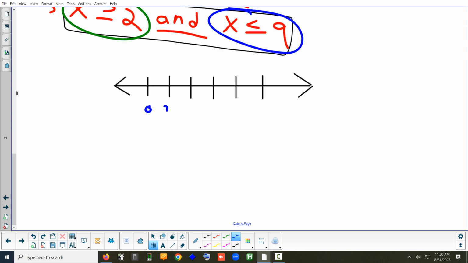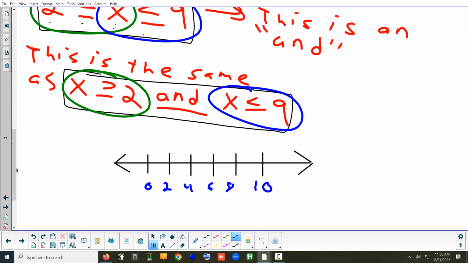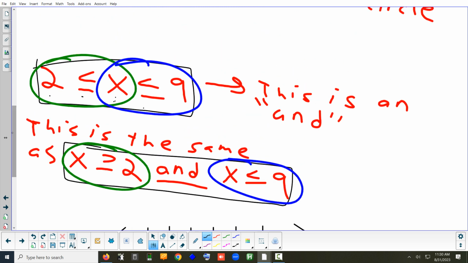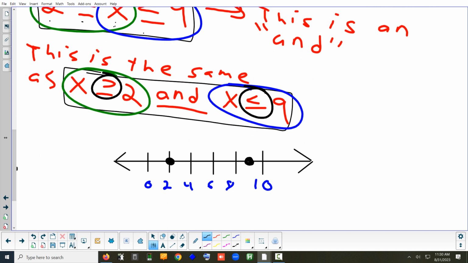Okay, so let's try it with circles. Need some numbers on here. And if I want to graph that, what would be the first thing I would do? Yep. You'd put a filled-in point at 2 and 9. So we need a closed circle on 2 because of that symbol. We're going to need a closed circle on 9 because of that symbol. And now we always have to do the shading. Where do we shade? Inside. Yeah, between them. Everything that's greater than or equal to 2, but less than or equal to 9. So with a conjunction, you usually end up shading between.